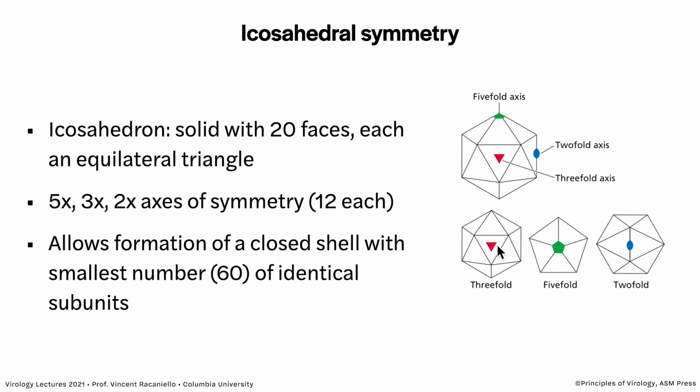It turns out that an icosahedral symmetry allows the formation of a closed shell with the smallest number of identical subunits. You can build the smallest virus particle with 60 copies of the same protein repeated, and no other platonic solid can do that. So this is what we think why this kind of symmetry has evolved to be the way many of these viruses are built.